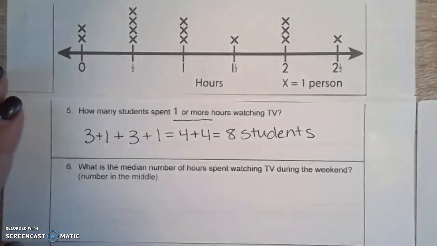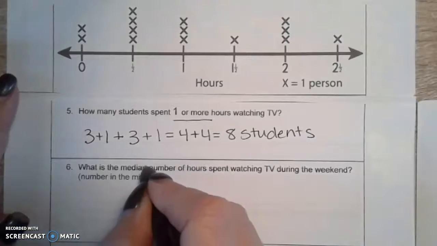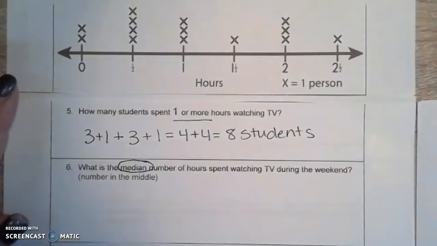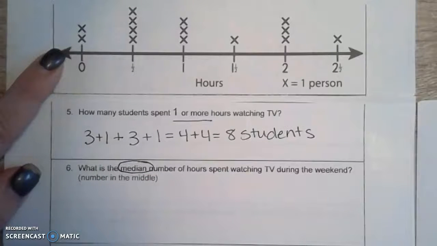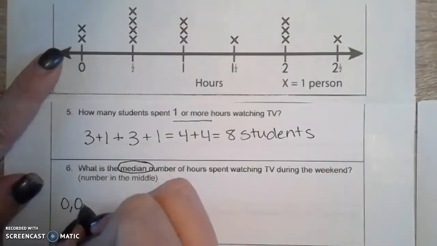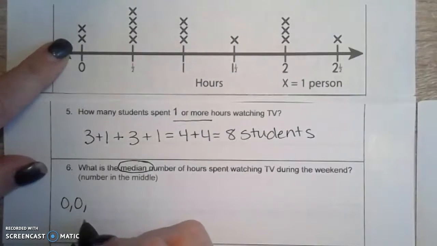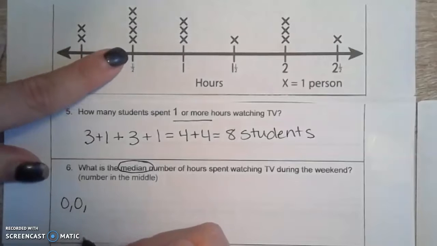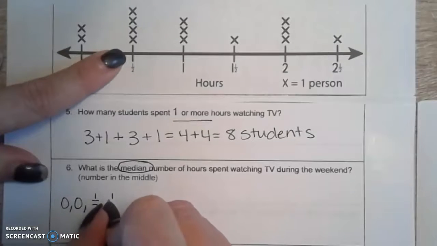Next we have, what is the median number of hours spent watching TV during the weekend? So I'm going to look at this word median, which means I believe the number in the middle. So again, I'm going to take all my sets of data and make them into a list from least to greatest. So it's going to look like 0, and there are 2 X's above the 0, so that's why I put 2 zeros here. How many X's above the 1/2? 4, so I have to write 1/2 4 times.